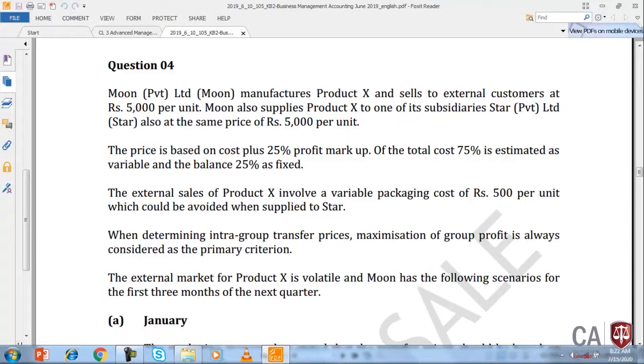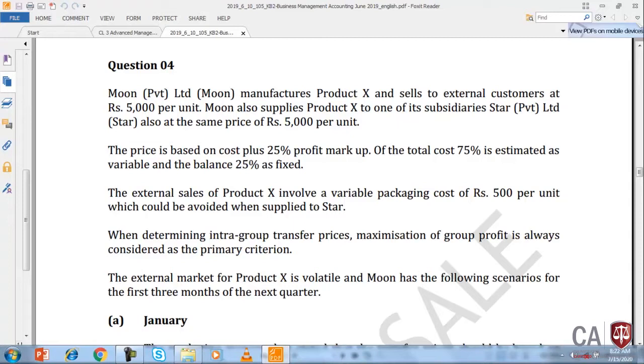Moon Private Limited manufactures product X and sells to external customers at 5,000 per unit. Moon also supplies product X to one of its subsidiaries, Star Private Limited, also at the same price of 5,000. The price is based on cost plus 25% profit markup. Of the total cost, 75% is estimated as variable and the balance 25% is fixed cost.